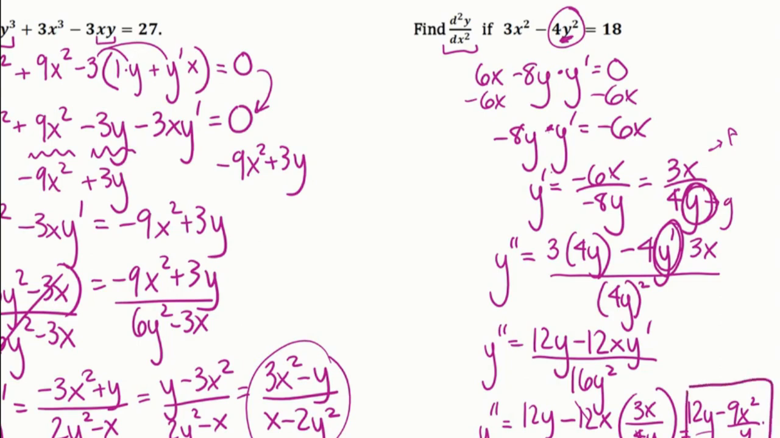So big thing here with the second derivative is just start by finding the first derivative. I had to use the quotient rule in this case. Don't forget that the derivative of y is y prime. And when you have a y prime that sticks around, you do need to use substitution. And just substitute what you already solved y prime to equal. And there you go. That's finding the second derivative using implicit differentiation.